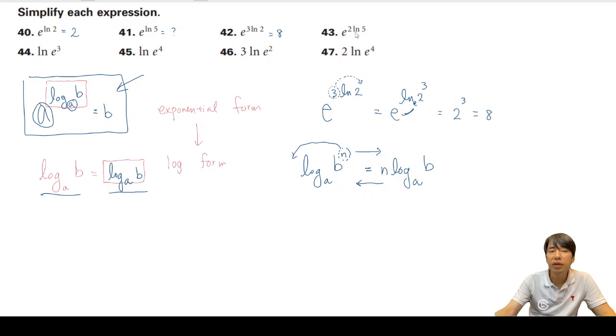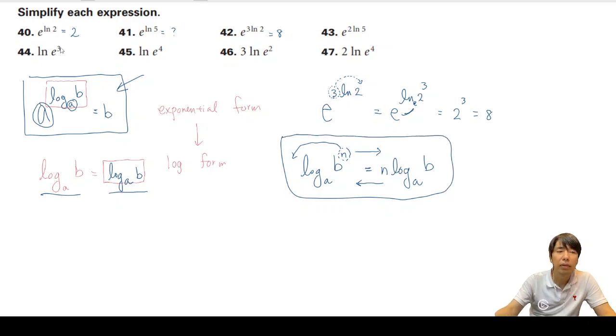You do the same thing for 43. Number 44 basically uses this property. If you take this number and bring it in front of this log, then that's 3 ln e. ln e is what? It's just 1. So that's 3 times 1, so the answer is 3. You can do 45, 46, 47. So try them by yourself. Next block.